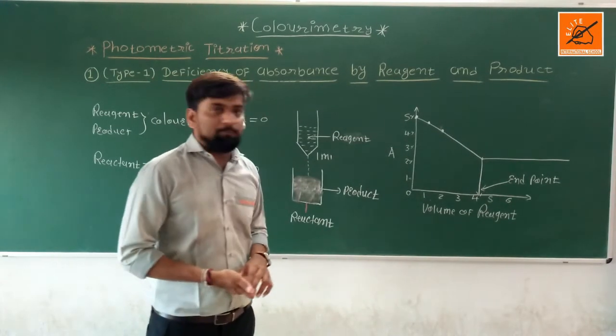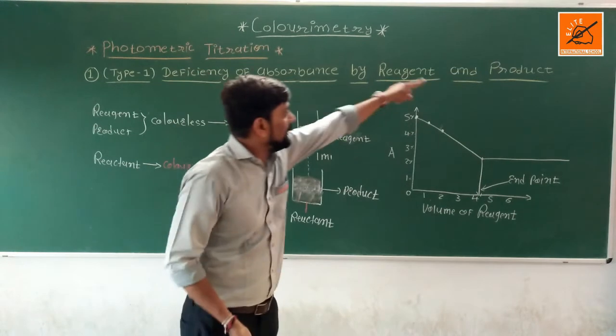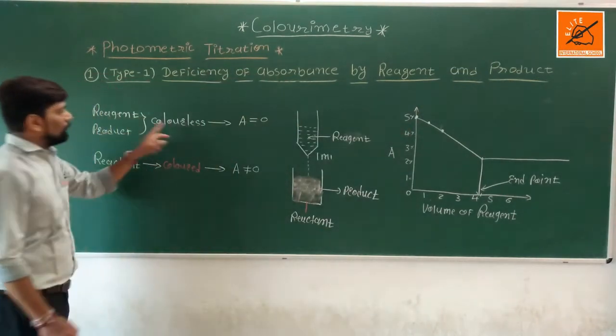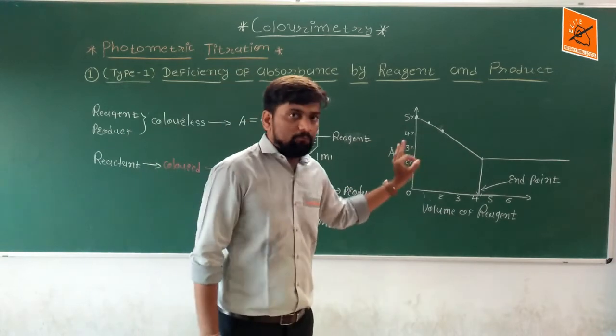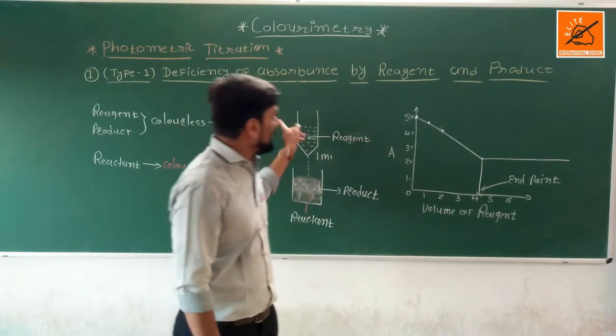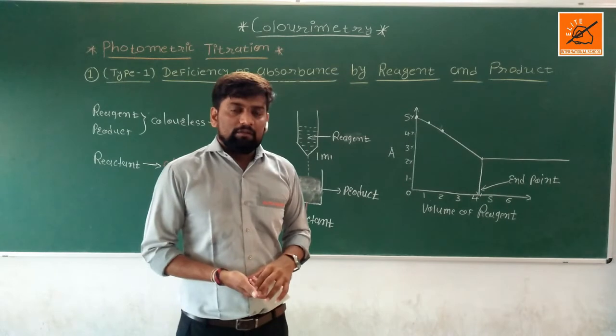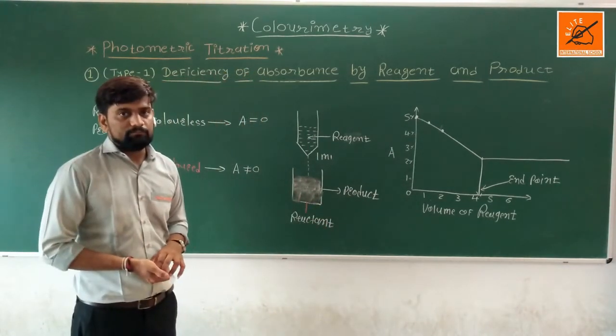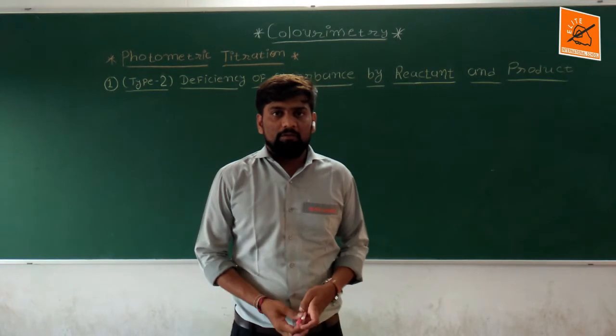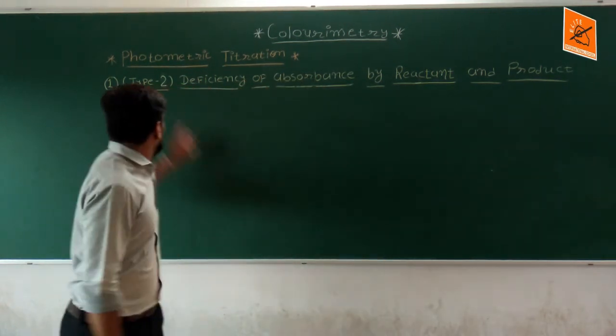This type of graph will be obtained when reactant and product are both colorless. At that time that type of shape will be obtained. So this is the type 1 graph. Next we will learn about the type 2 graph.